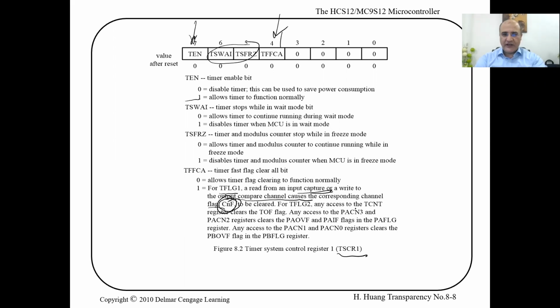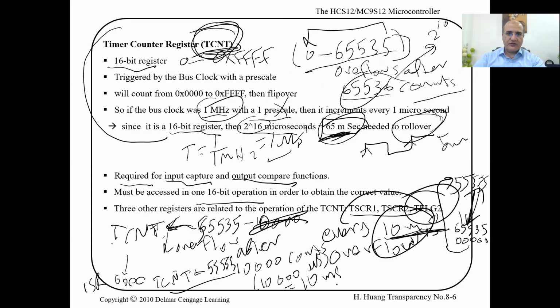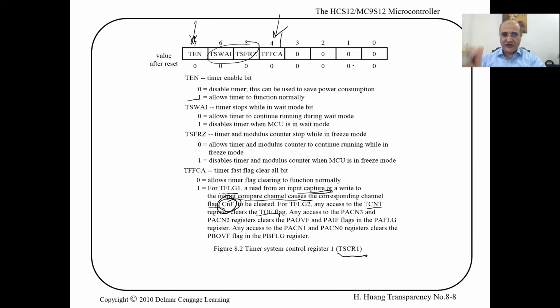For TFLG2, any access to the TCNT register clears the timer overflow flag. We said the TCNT register will count, and when it gets to the maximum, it will overflow. We can enable an interrupt, and this will also raise a flag. To clear the flag, we have to clear it manually in the bit where it's saved. Or if fast flag clear is enabled, just reading the TCNT, saying X equals TCNT, will clear the flag automatically for us. For the pulse accumulators, it's the same thing.